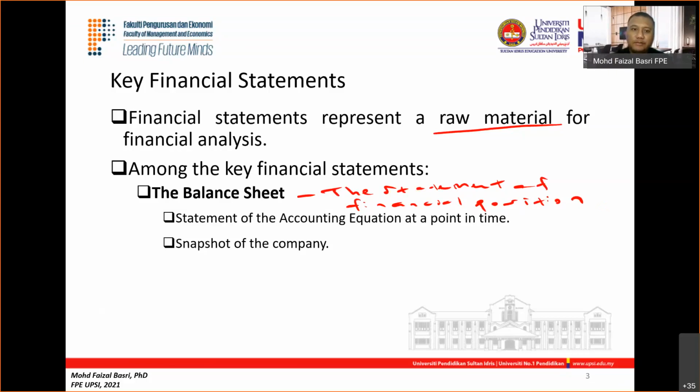So the balance sheet, or the statement of financial position, basically will be the snapshot of the company. By looking at this particular statement, we can see already the distribution of their assets, distribution of their liabilities, and obviously the equities. So from there, we can conclude certain things kat situ. I think you've learned how to prepare at least when you did your accounting. I'm not sure, business accounting maybe.